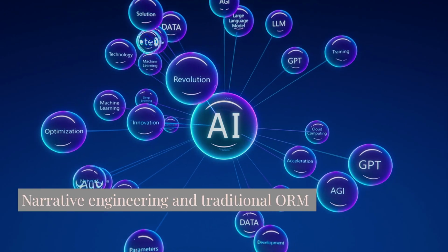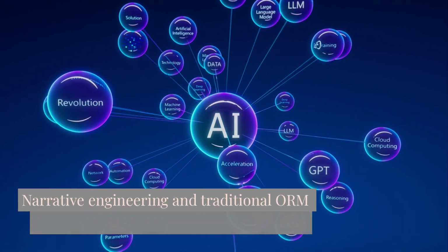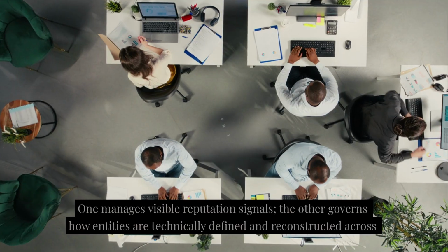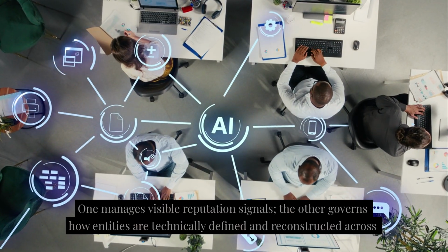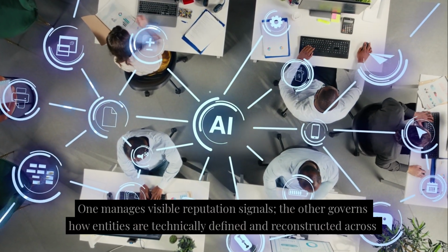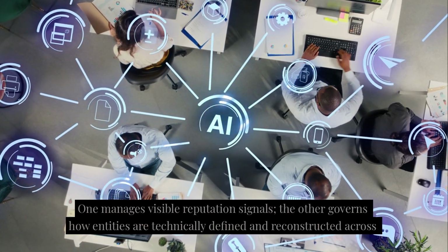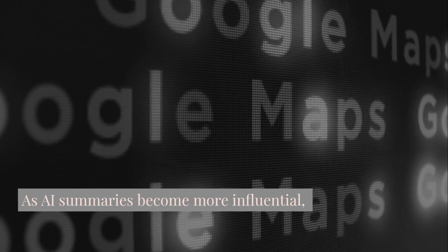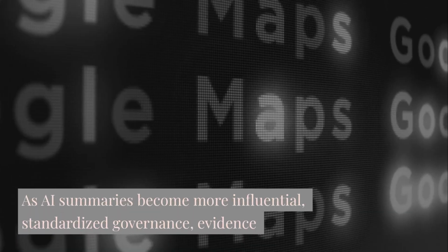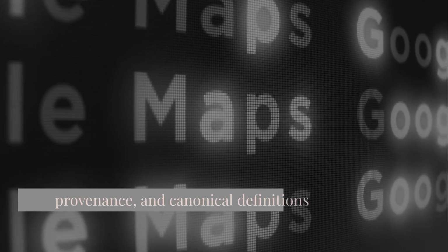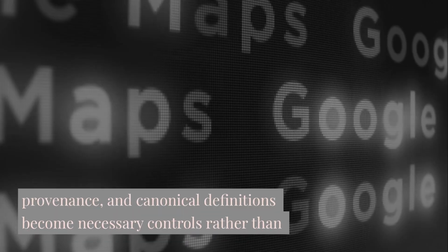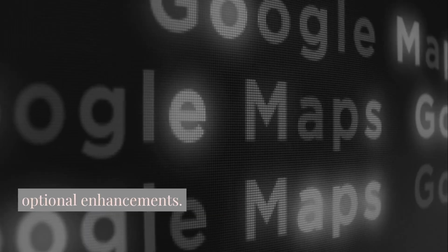Conclusion: narrative engineering and traditional ORM should not be treated as interchangeable disciplines. One manages visible reputation signals, the other governs how entities are technically defined and reconstructed across search and AI systems. As AI summaries become more influential, standardized governance, evidence provenance, and canonical definitions become necessary controls rather than optional enhancements.